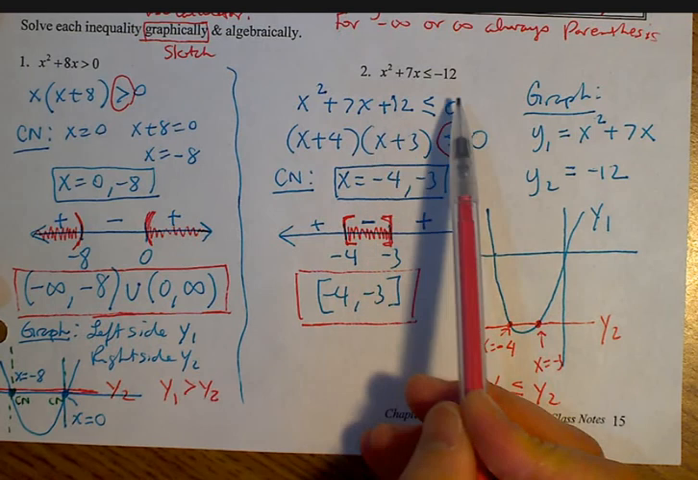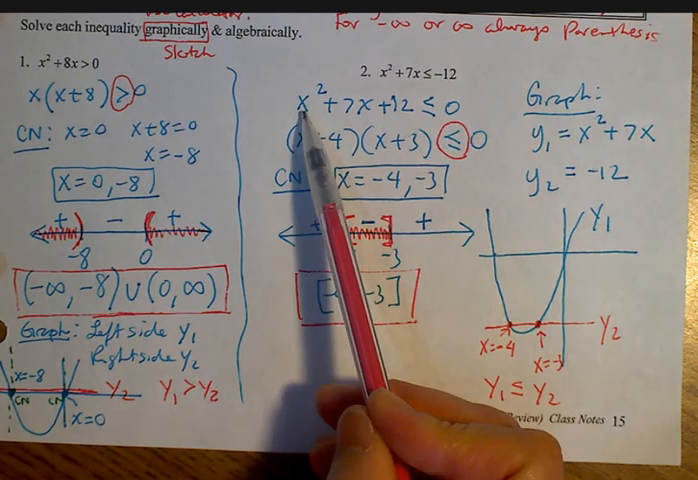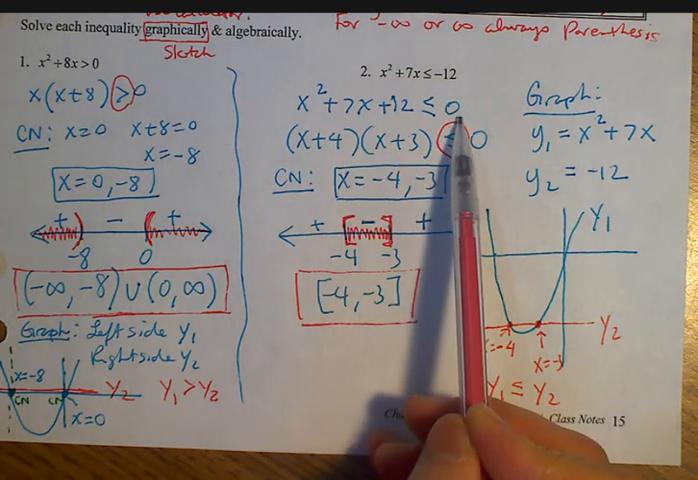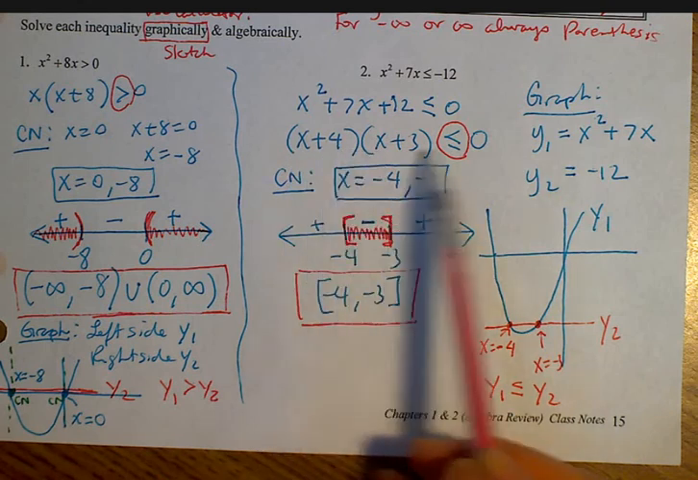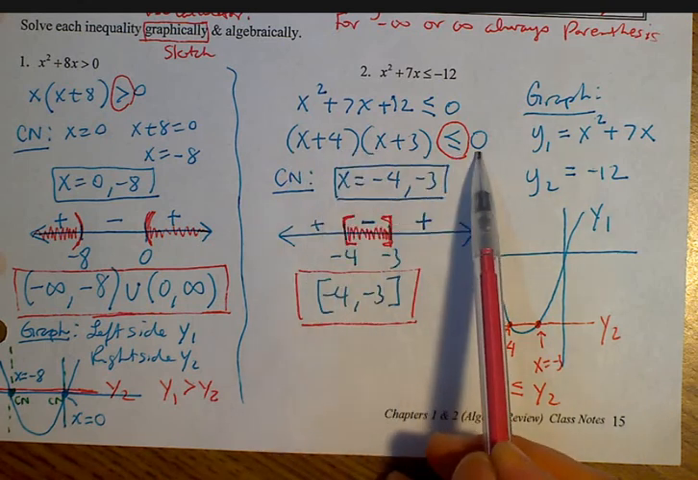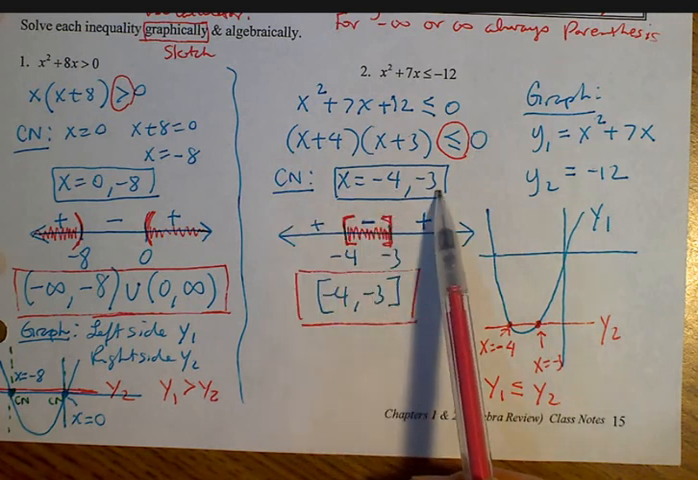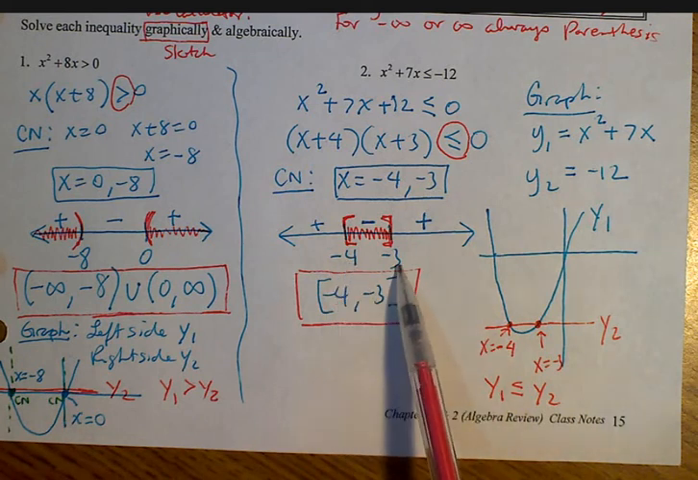For the second example, I'm going to shift over the -12, so it'll be x squared plus 7x plus 12 is less than or equal to 0. I factor this as (x plus 4)(x plus 3), and that's less than or equal to 0. So my critical numbers are x equals -4 and -3. I put my number line and put in the critical numbers of -4 and -3, and then I'm going to test the numbers out.